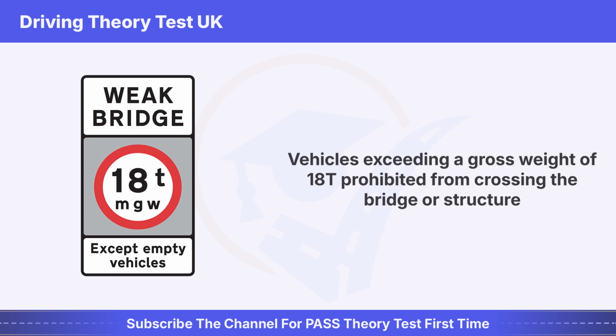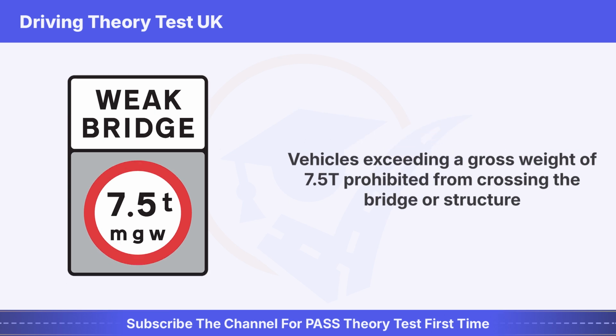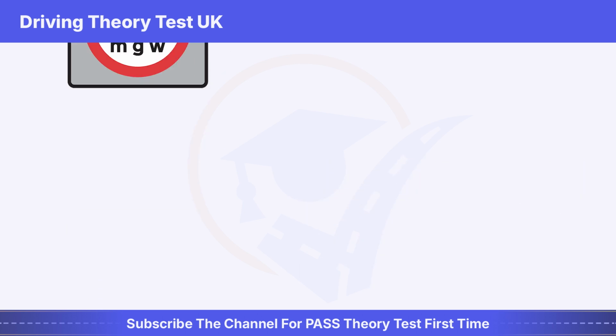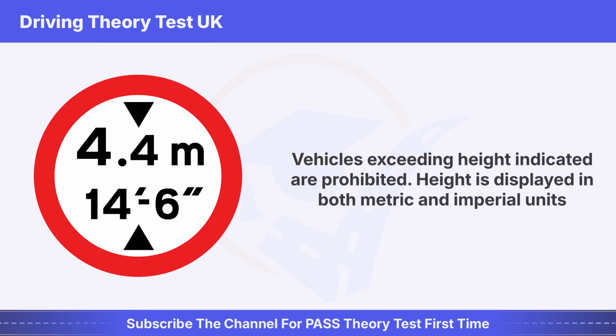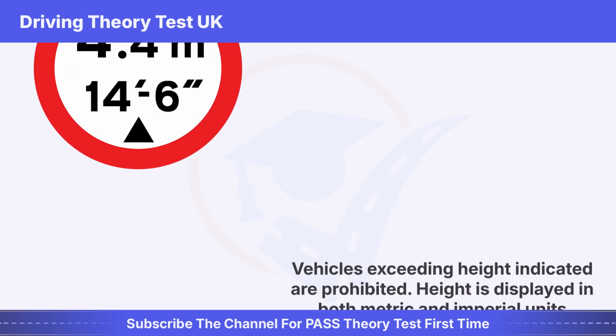Vehicles exceeding a gross weight of 18 tons prohibited from crossing the bridge or structure. Vehicles exceeding a gross weight of 33 tons prohibited from crossing the bridge or structure. Vehicles exceeding a gross weight of 7.5 tons prohibited from crossing the bridge or structure. Vehicles exceeding height indicated are prohibited. Height is displayed in both metric and imperial units.